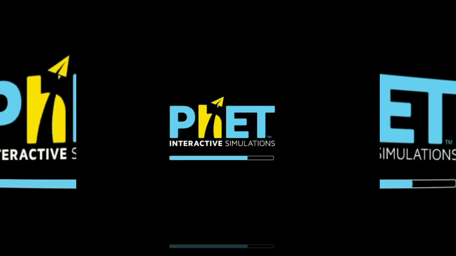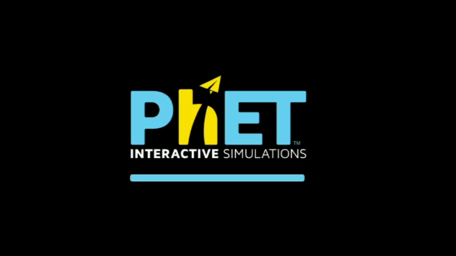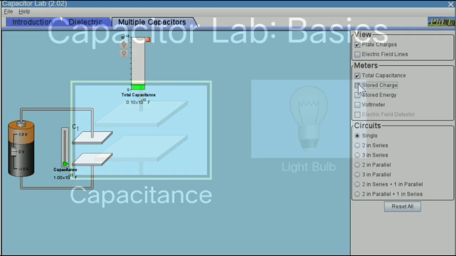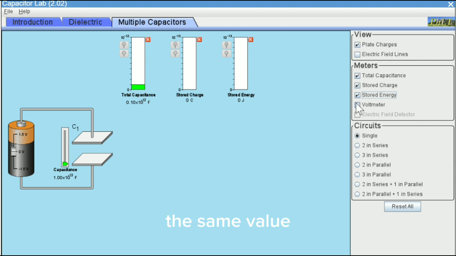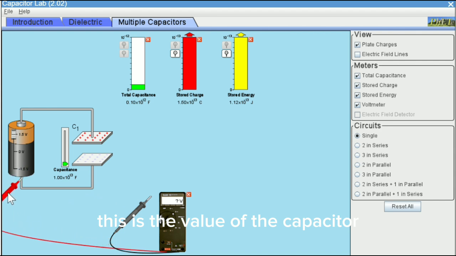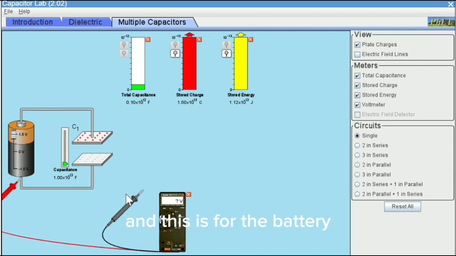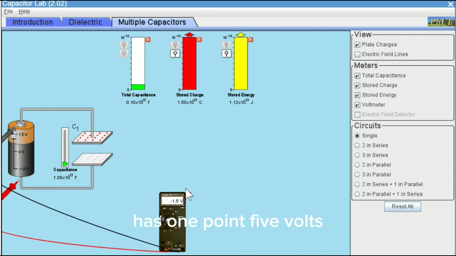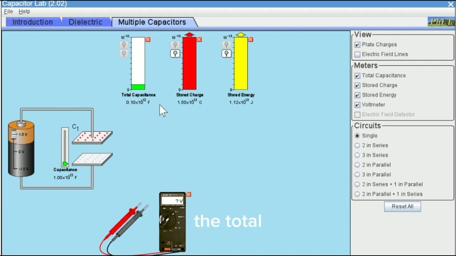Let's use the PhET simulation to see how these two configurations work. In this, we're going to use the same value for the single capacitor, series, and parallel capacitors. This is the value of the capacitor, and this is for the battery. The battery has 1.5 volts. This plate has a positive charge, and this plate has a negative charge. The total capacitance of the single capacitor is 0.10 times 10 to the negative 12 farads.